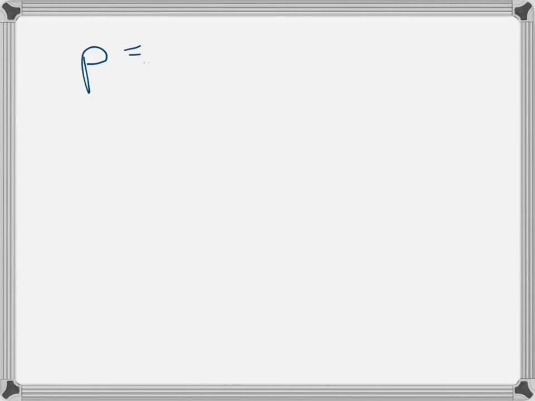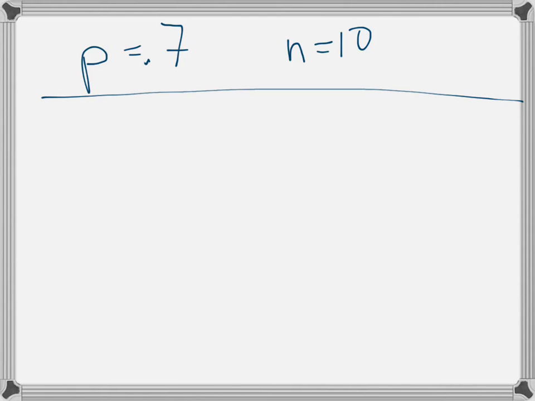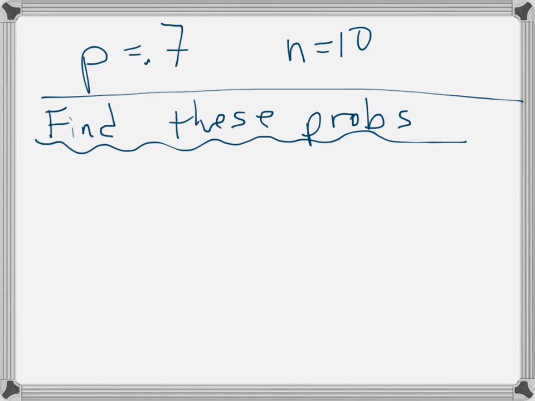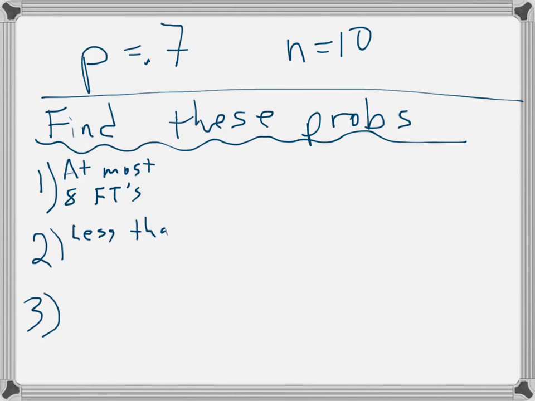Let's look at the same problem. Probability of success is 0.7. N is 10. Let's find these probabilities, and I'll let you work through this. So the first question we want to answer is, what is the probability that you make at most 8 free throws, then less than 6 free throws, and then more than 7 free throws? So pause your video and answer these questions.